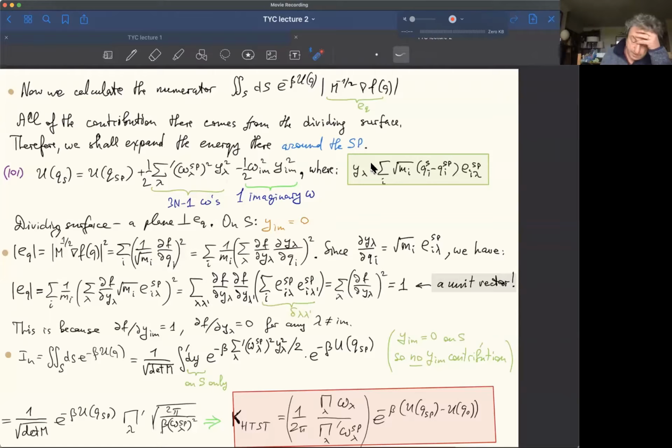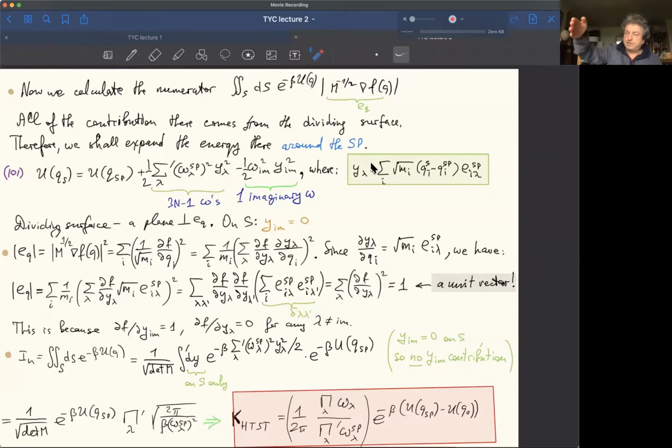All terms with the positive, real frequencies, sorry, these terms will all be positive. And this corresponds to the displacements of the system within the dividing surface. But there will be one term with a negative contribution. This frequency is actually imaginary. And that degree of freedom corresponds to the crossing of the dividing surface. You see? So this corresponds to the crossing.